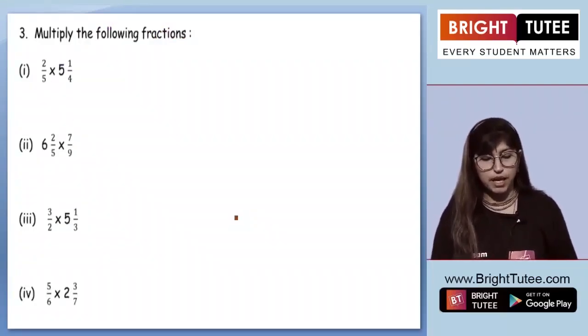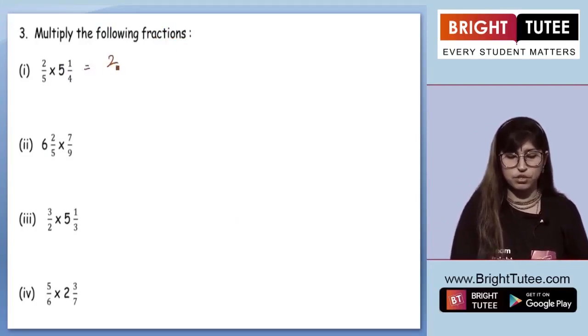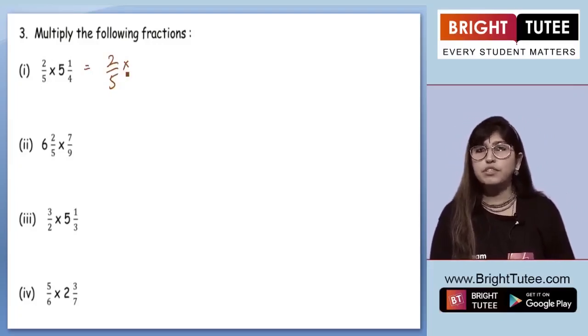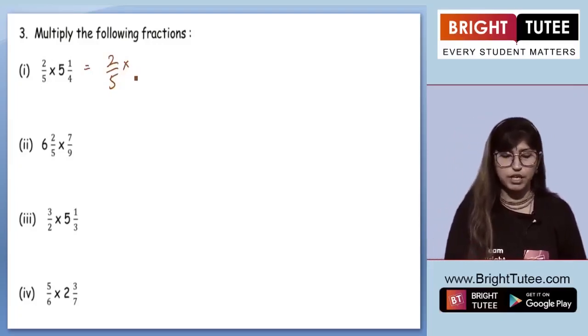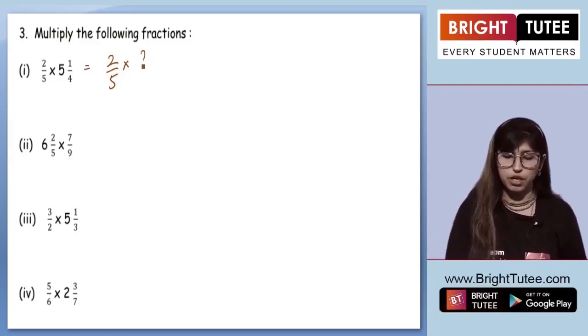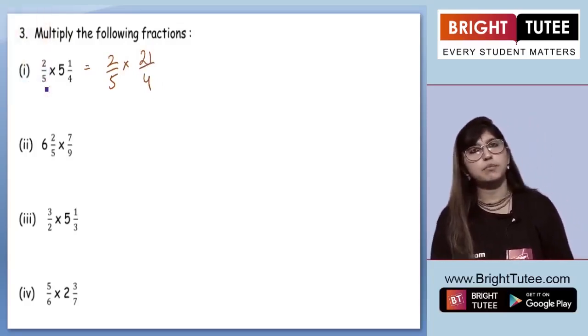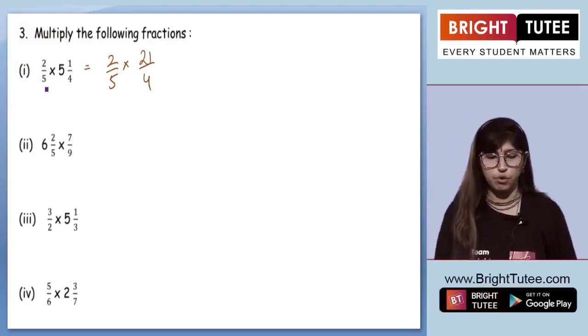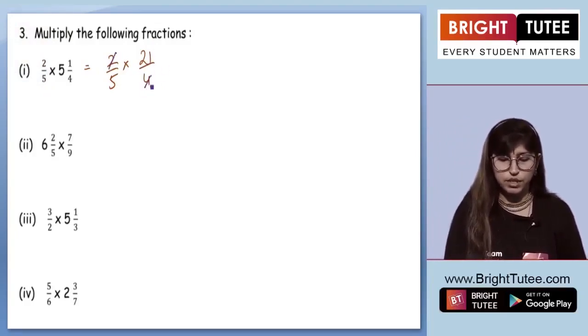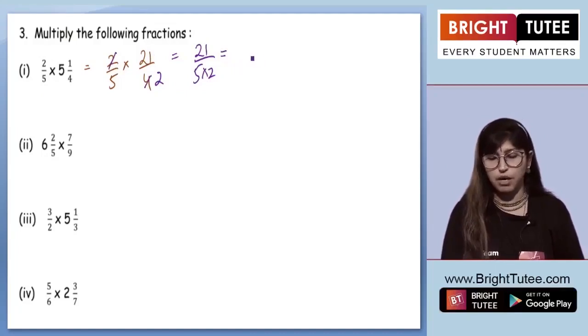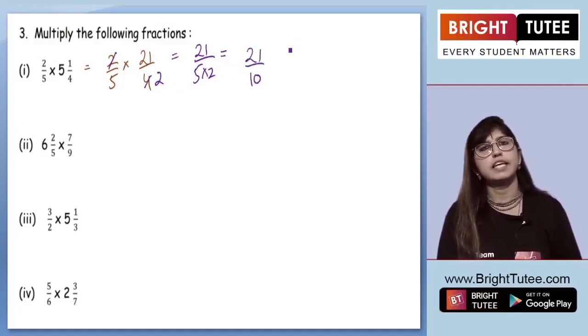Over here we need to multiply the following fractions. We'll start writing it up, 2 by 5. We'll convert 5 1 by 4, which is a mixed fraction, to an improper fraction. So we'll be getting 4 times 5, which is 20, plus 1 is 21 by 4. Now we can reduce it over here as well, because they didn't ask me to multiply it first and then reduce it to the lowest form. So over here we can see that this 2 will cancel out with this 2. So we'll be getting 21 by 5 into 2, because we cannot multiply it further or cancel them out. So we'll be getting 21 by 10.